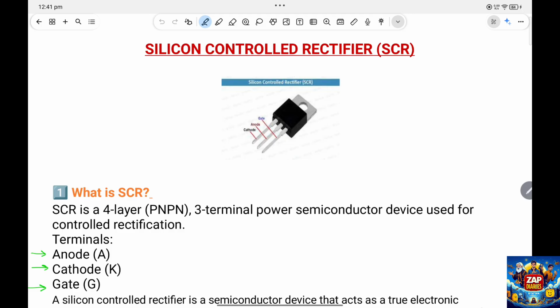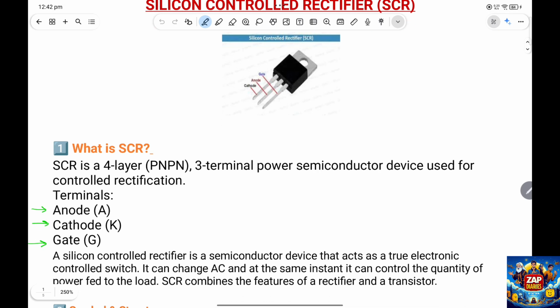Today we're gonna study the silicon controlled rectifier, that is an SCR. In this video we're gonna understand what an SCR is, its working. We're gonna study its VI characteristics, also its working, and at the end we're gonna solve some numericals. Okay, so let's start.